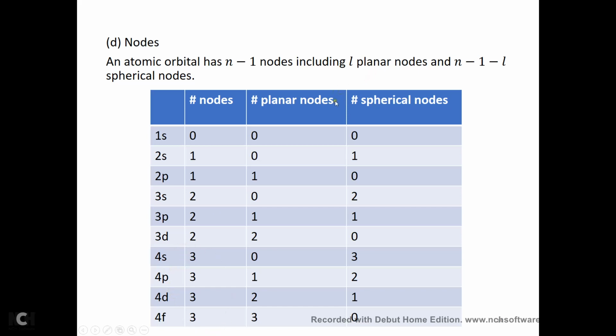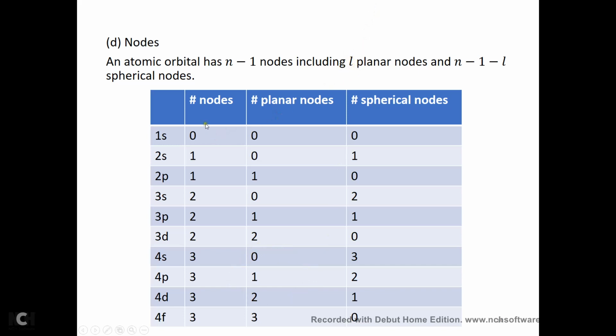Now let's look at the planar nodes. Of course, there's a 0 node here. 2s and 2p, they're different. In a 2p orbital, there's 1 planar node. In the xy plane for pz, in the yz plane for px, in the xz plane for py. In the 3s, 3p, 3d orbitals, there are 0, 1, and 2 planar nodes, respectively. 4s, 4p, 4d, 4f, again, the number of planar nodes is equal to L, this angular momentum quantum number.